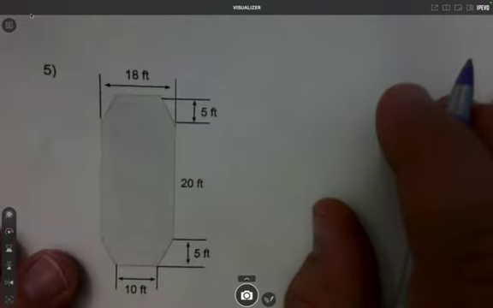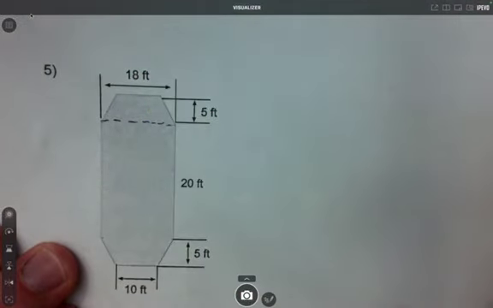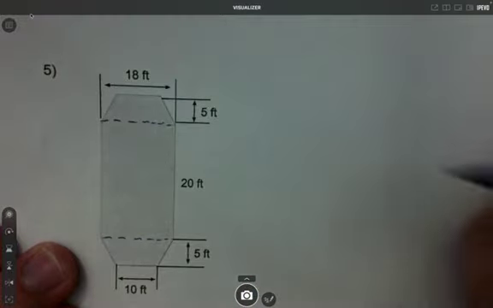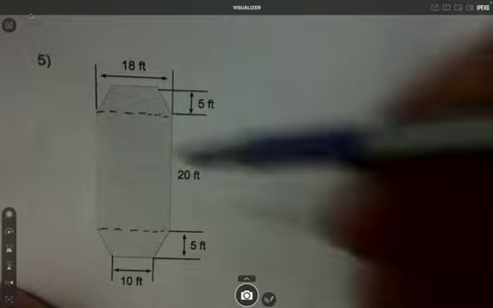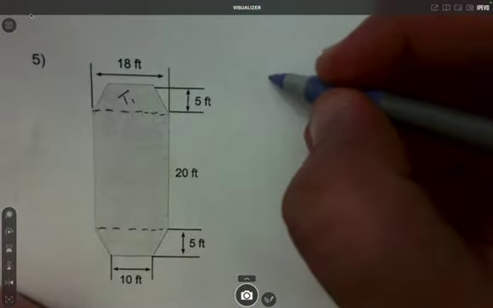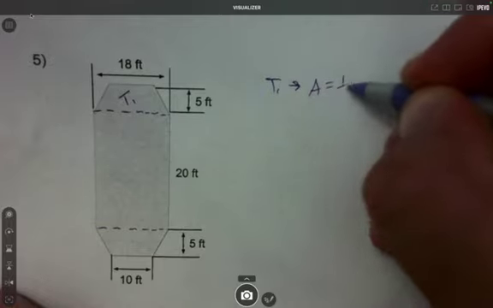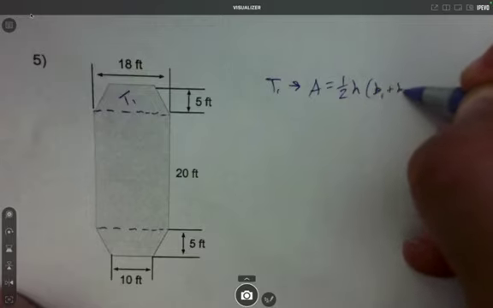Okay, last one. We actually have 3 shapes here. On top, we have a trapezoid. On the bottom, we have a trapezoid. And in the middle, we have a rectangle. So let's start with the trapezoid on top. I'll call it trapezoid 1. The area for a trapezoid is half times the height times base 1 plus base 2.